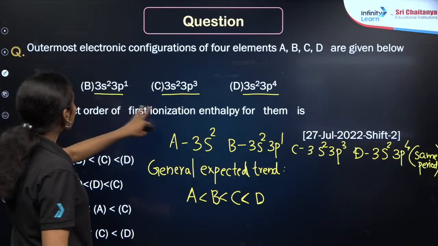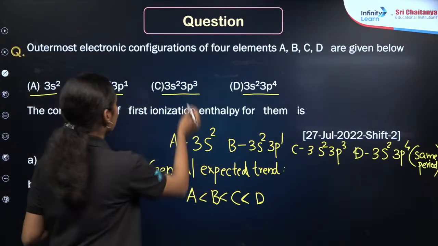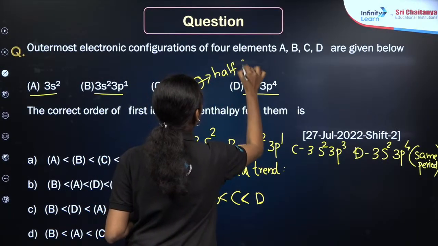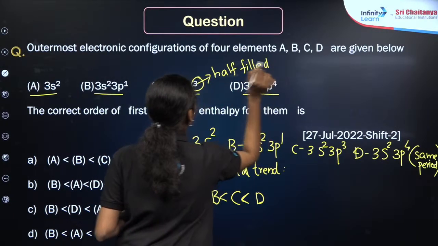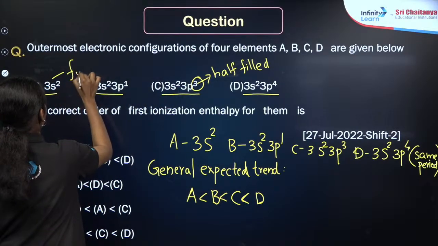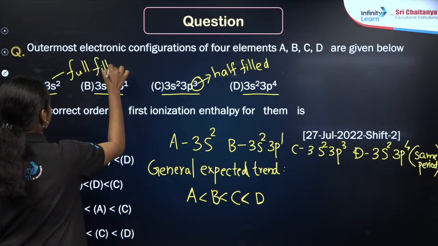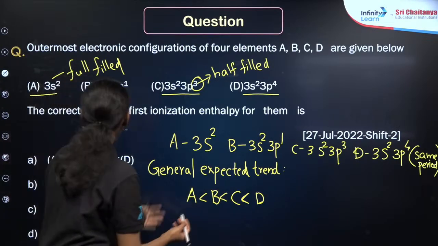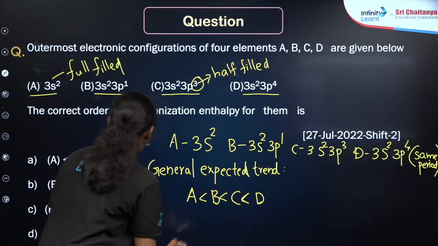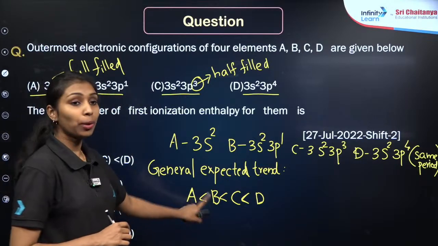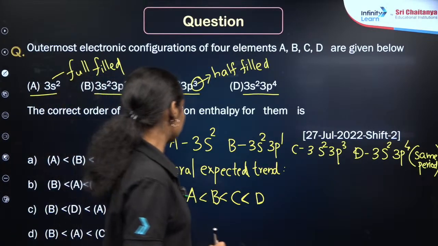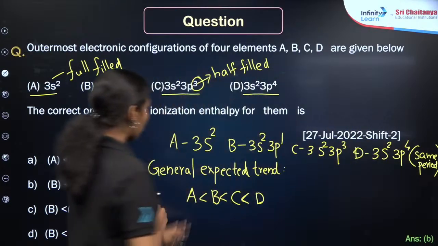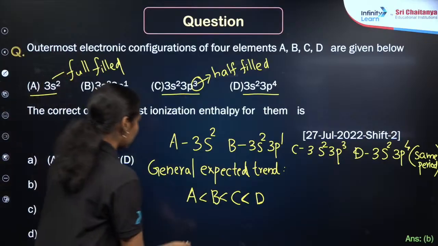Then as you can see here, we have to identify the electronic configuration, right? This is the half-filled electronic configuration. And this will be the fully filled electronic configuration, right? So according to the half-filled or fully filled configuration, we can say which one has the maximum ionization potential compared to A and B? Which one has the maximum ionization potential?